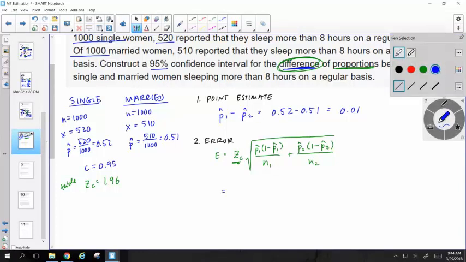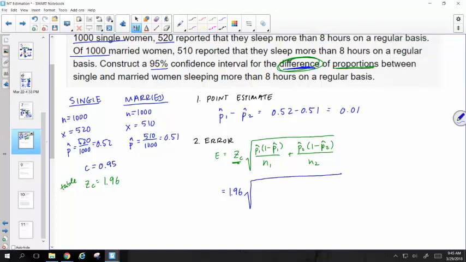All right, so one bite at a time in the giant formula. The critical value z, 1.96 times the square root. P1 hat, 0.52 times 1 minus 0.52 divided by sample size 1, 1,000. Plus P2 hat, 0.51 times 1 minus 0.51 divided by sample size 2, also 1,000.